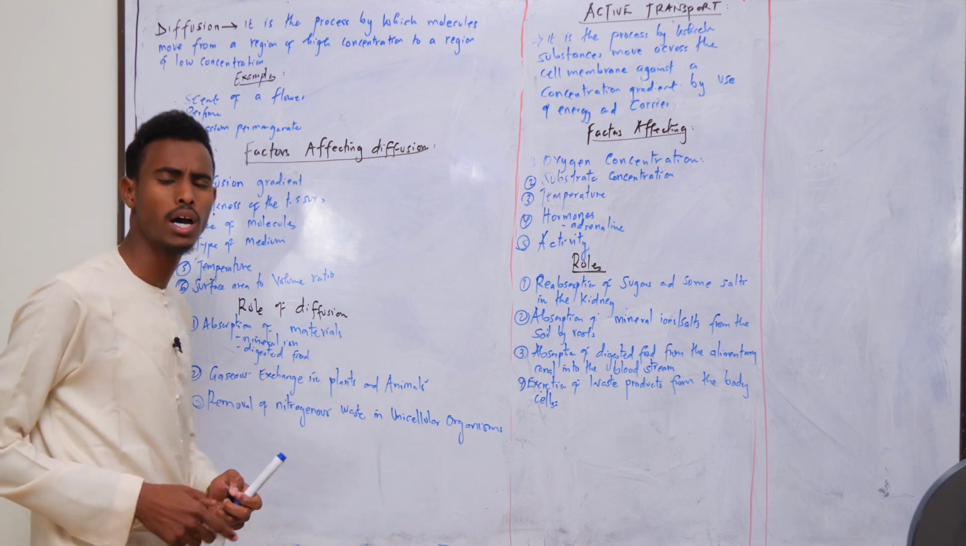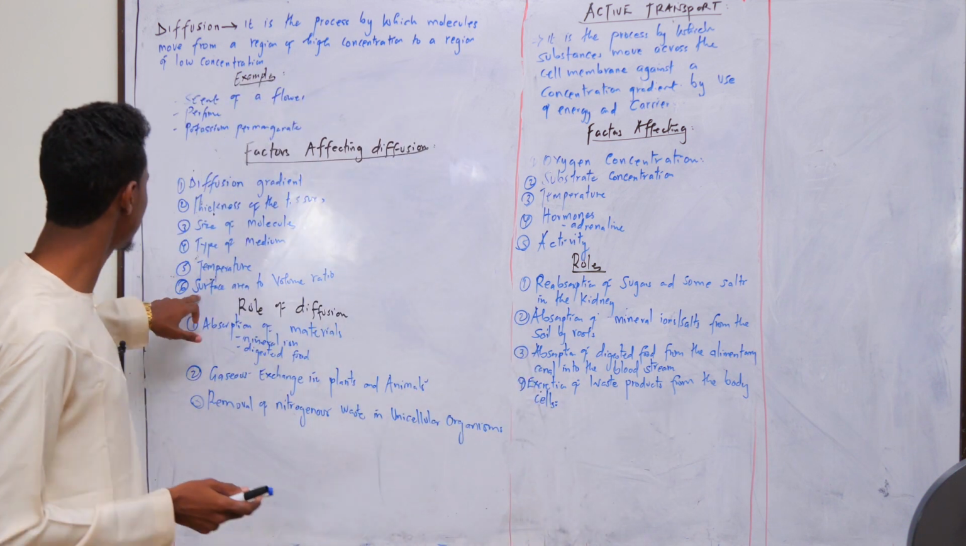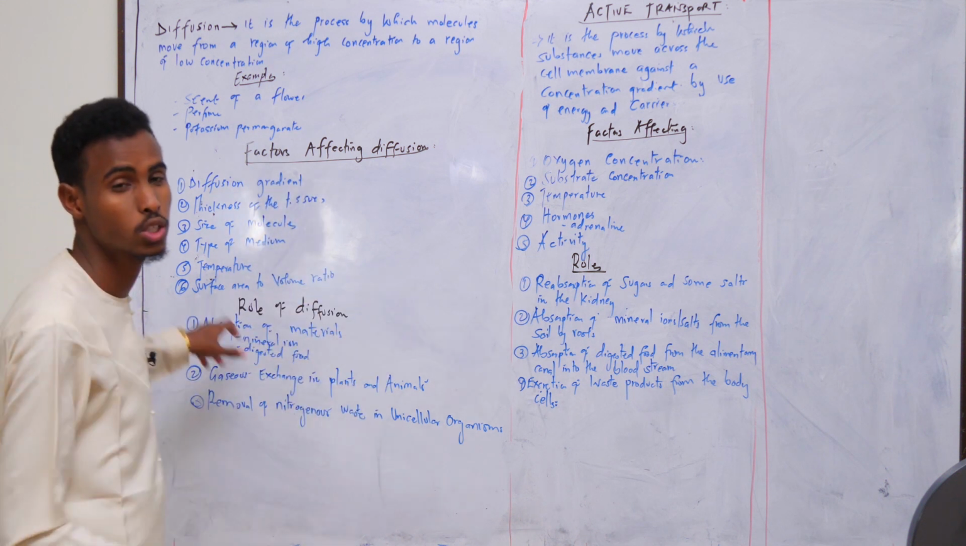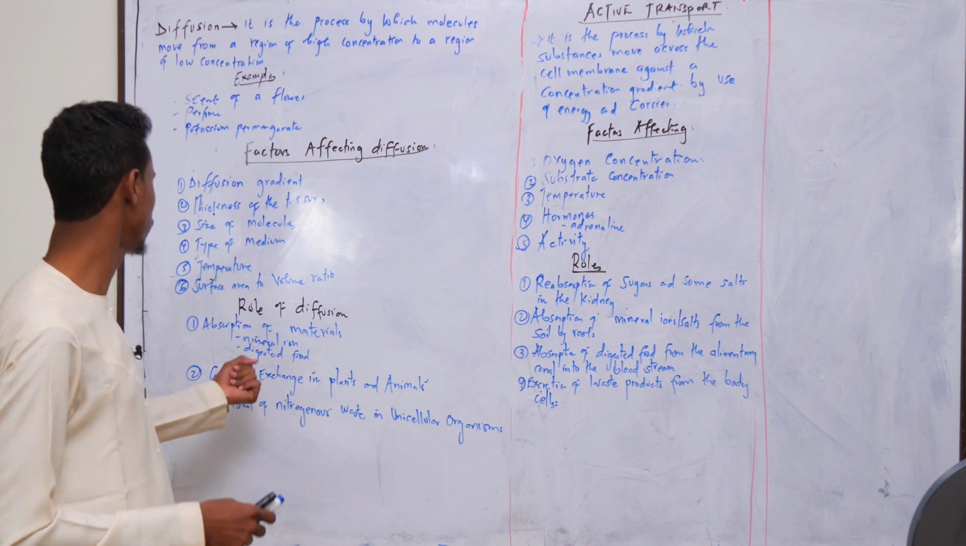Now let's look at the surface area to volume ratio. The higher the surface area to volume ratio, the faster the rate of diffusion, while the lower the surface area to volume ratio, the slower the rate of diffusion.